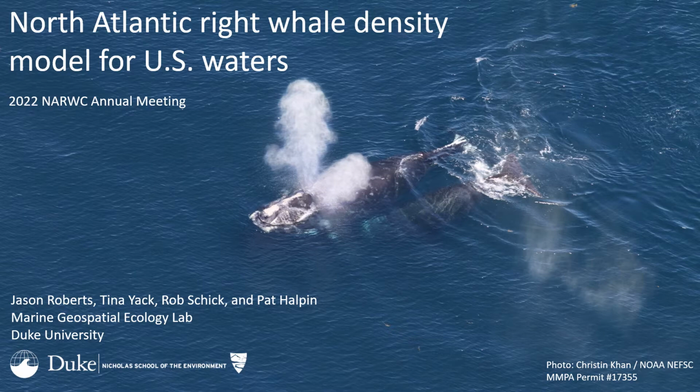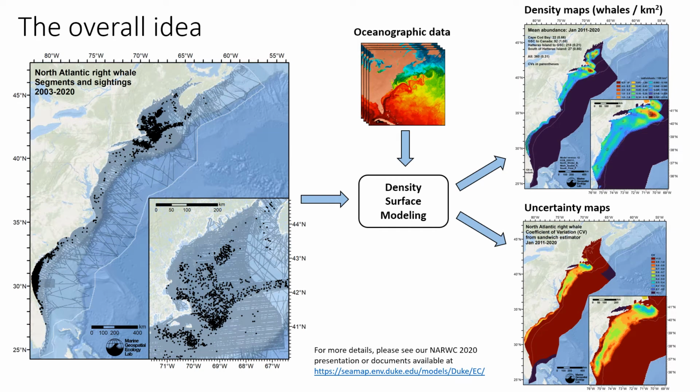I'm here on behalf of my colleagues at the Duke Marine Geospatial Ecology Lab and our collaborators to present the latest update to our North Atlantic right whale density model, known as version 12 or simply V12. The model combines line transect surveys with oceanographic data and applies a statistical method known as density surface modeling to produce maps that estimate the number of whales per square kilometer, along with maps that characterize the statistical uncertainty in those estimates.